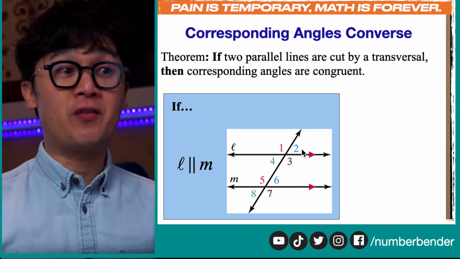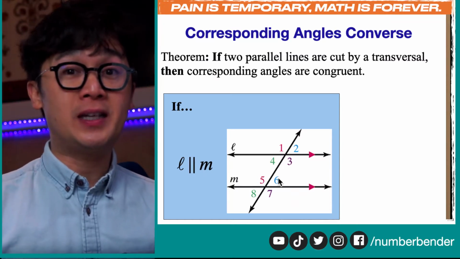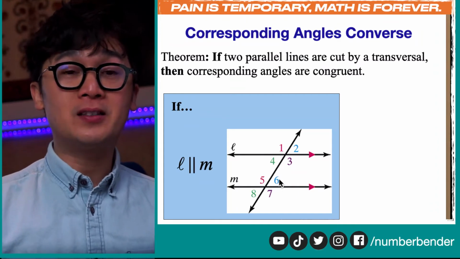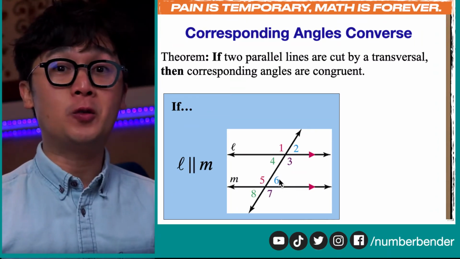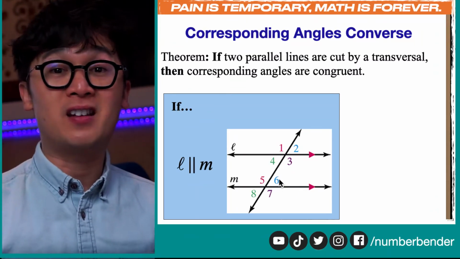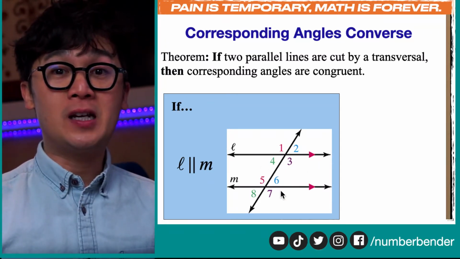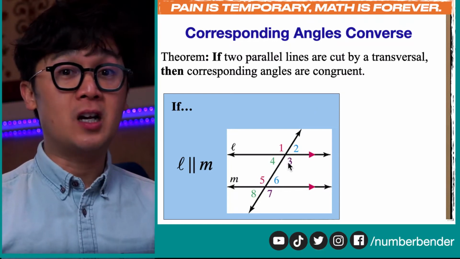And the measurement of angle 2 and 6, notice that they are both acute angles and they are corresponding, so their measurements are also congruent. And the reason why we are saying that they are congruent is because their relationship is that they are in parallel lines cut by a transversal.